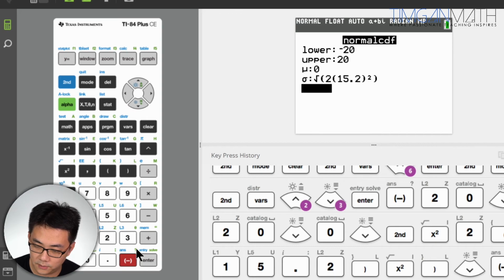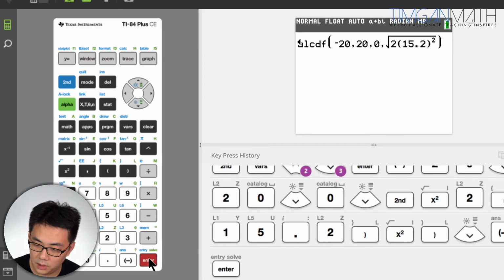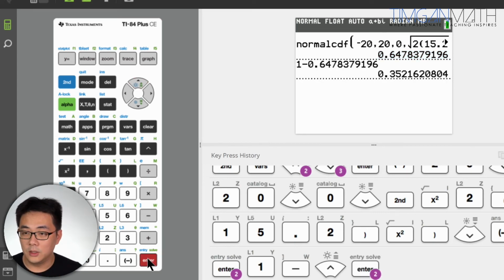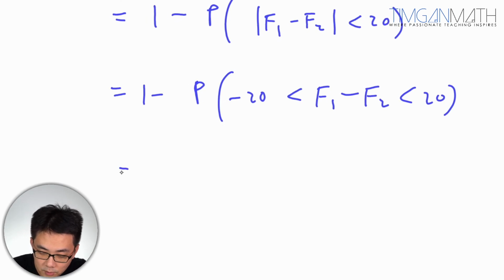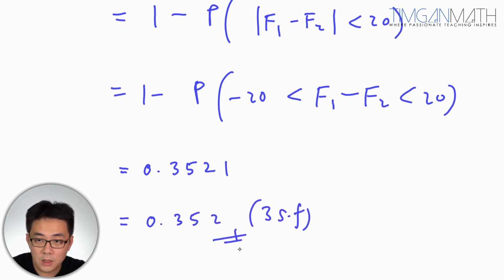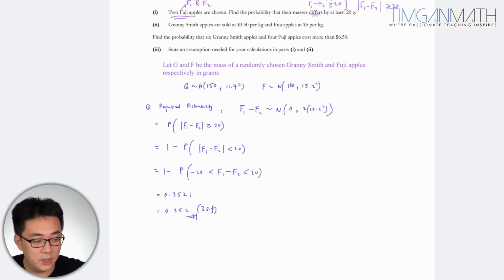Key in 1 minus this, and it will be 0.3521. So this is 0.3521, to 3 significant figures. That's how we do this question here proficiently. Let's look at the second part.